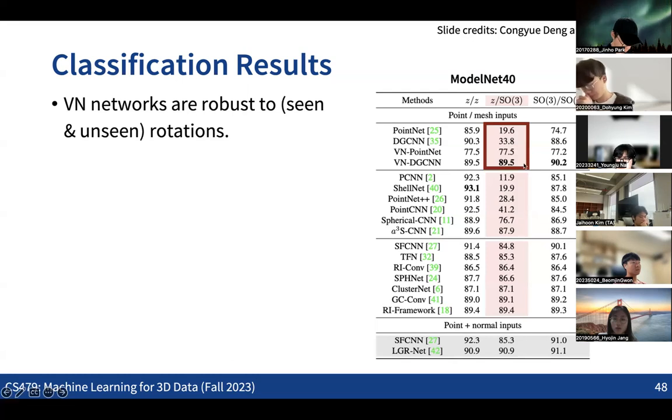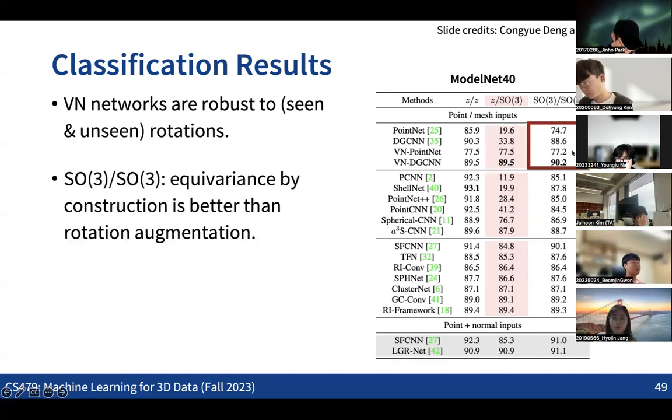So now you can see that even for cases with unseen poses, the rotations of the 3D models, the vector neuron PointNet and the vector neuron DGCNN become very robust, having high accuracy. And these are also the cases where we are doing some sort of data augmentation. So given these 3D models, we are applying random rotations both in the training and the test time. So we can see that this is the case where we are doing some sort of data augmentation in the training time.